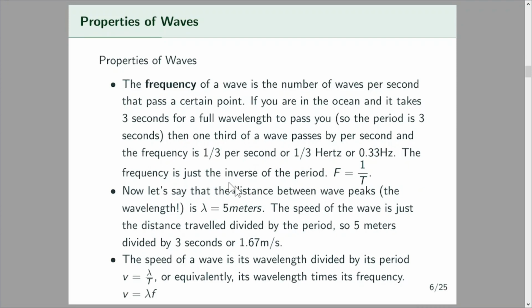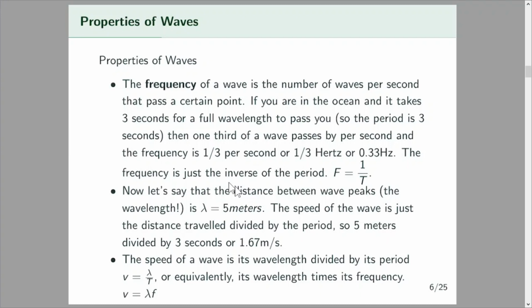So what about the frequency? It turns out the frequency is defined as the number of waves per second that pass a certain point. That's a little trickier to explain, so I'm going to do it by an example. If it takes 3 seconds, like we said a minute ago, for a full wave to pass you, so the period is 3 seconds, then 1/3 of a wave passes by you every second. Right? If it takes 3 seconds for a wave to go by you, then 1/3 of a wave passes by per second. And so we say the frequency is 1/3 per second, or 1/3 hertz.